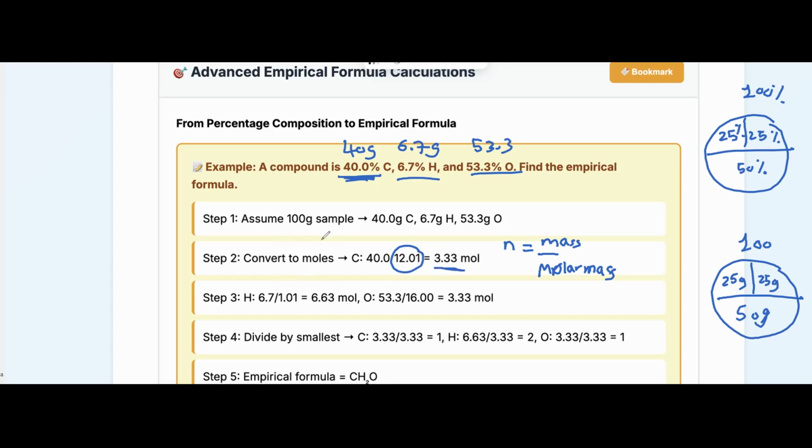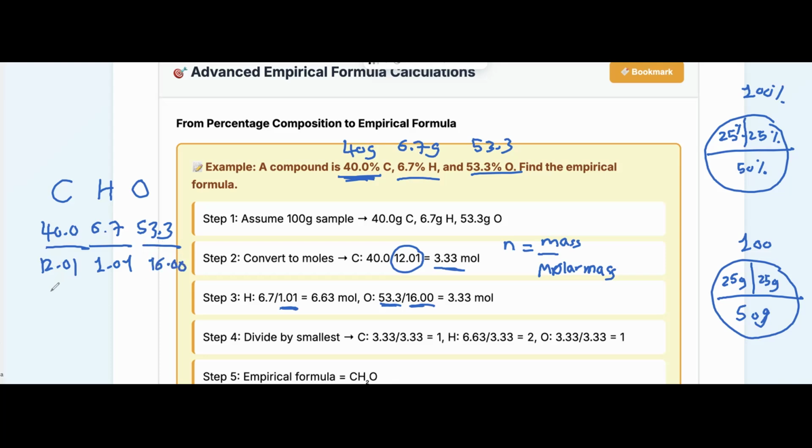Now I need to find 6.7 for hydrogen divided by its molar mass, 1.01, and for oxygen, 53.3 divided by 16. Or let's do it like that, I like to do it like that. This is the mass: 40 grams, 6.7 grams, and 53.3 grams. Divide everyone by its molar mass. So this is divided by 12.01, this is divided by 1.01, and the molar mass of oxygen is 16.